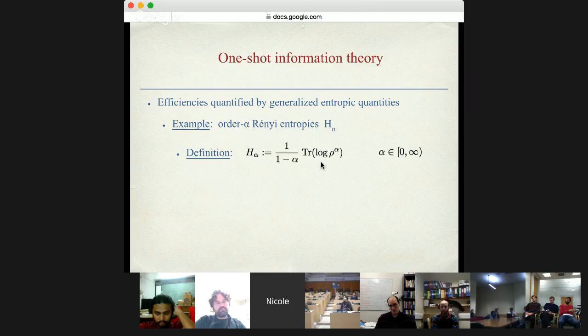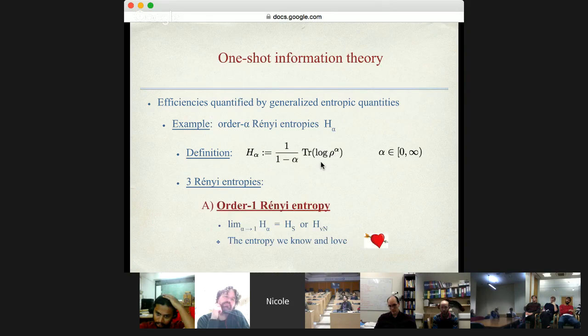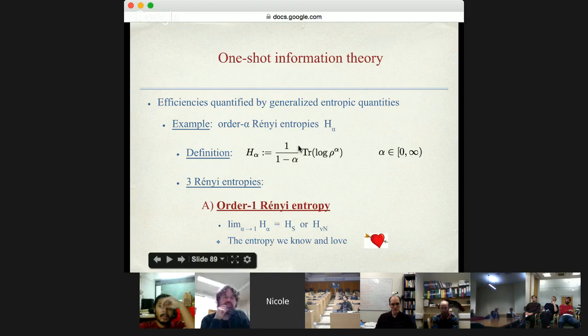And we can become even more familiar with it by considering a simple case. I'm going to focus on 3 Renyi entropies that are applied particularly often in thermodynamic resource theories. One is the order 1 Renyi entropy. In the limit as alpha approaches 1, this denominator causes the fraction to explode. But if we take the limit properly, we find that this limit yields the Shannon entropy if the argument is classical, or the von Neumann entropy if the argument is quantum. So in a particular limit, this funny-looking definition gives us back the entropy we know and love.